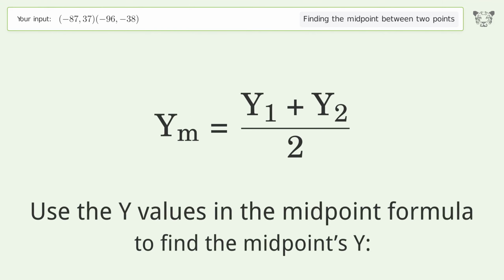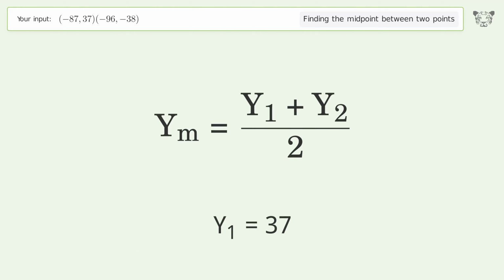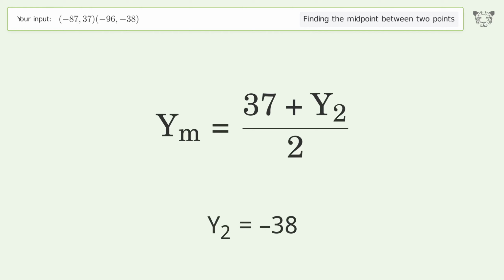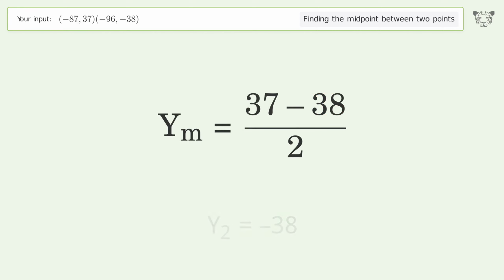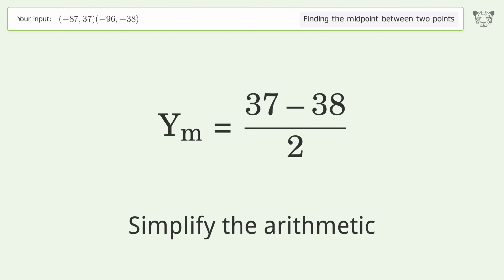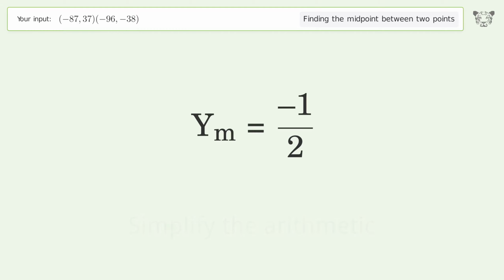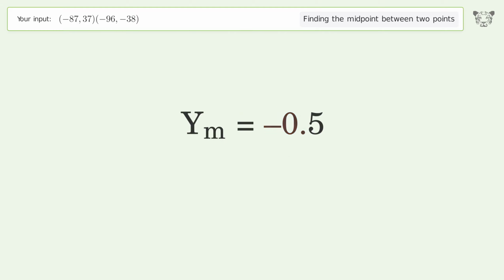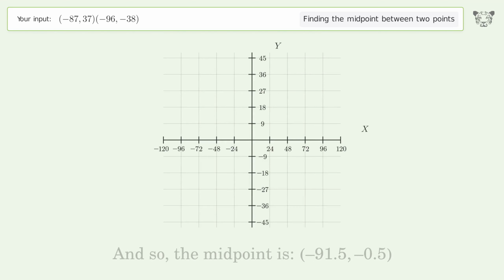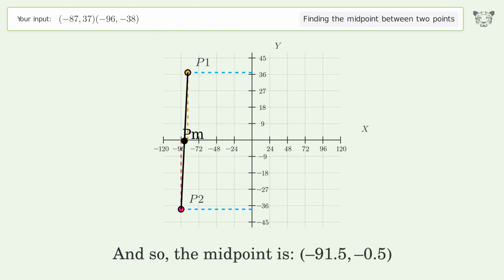Use the y values in the midpoint formula to find the midpoint's y. y1 equals 37. y2 equals -38. Simplify the arithmetic. And so, the midpoint is (-91.5, -0.5).